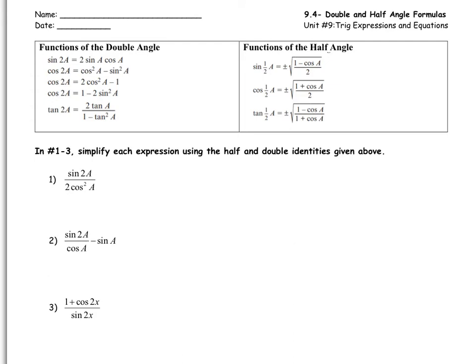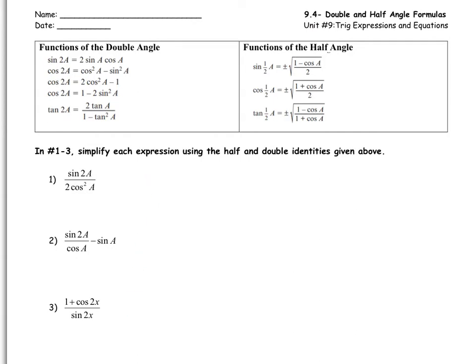Hi everybody. Today we are going to talk about double and half angle formulas. These are also identity formulas and we're going to use them to simplify. So what do I mean by double angle? I mean 2 times some angle is double, and what do I mean by half? Half of some angle, A, is A over 2.